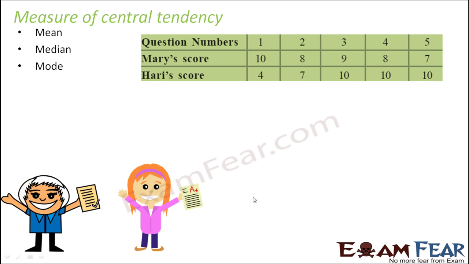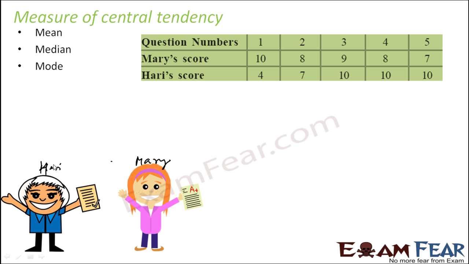Let's understand the concept of the central tendency. Let's take a situation where there are two students, Mary and Hari. This lady is Mary and this guy is Hari. They attempted a maths test. It had 5 questions. Question number 1, 2, 3, 4, 5.